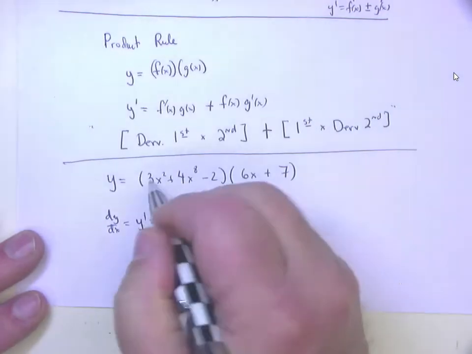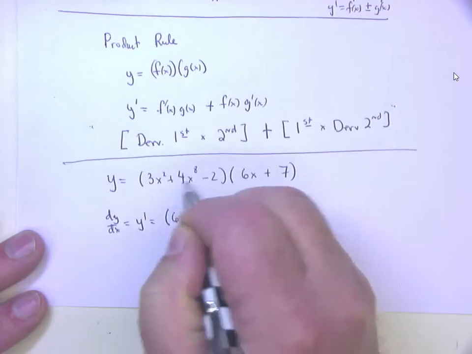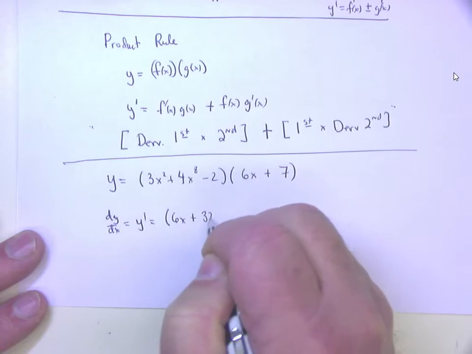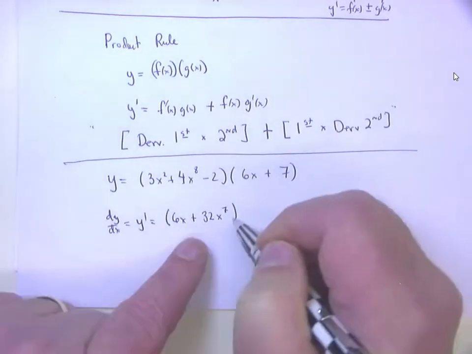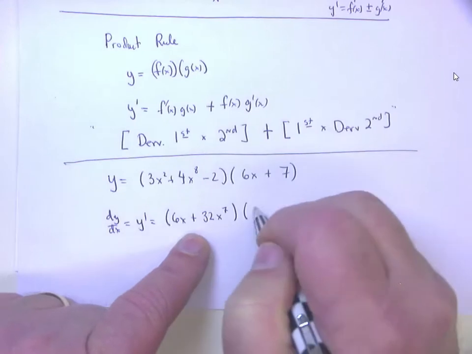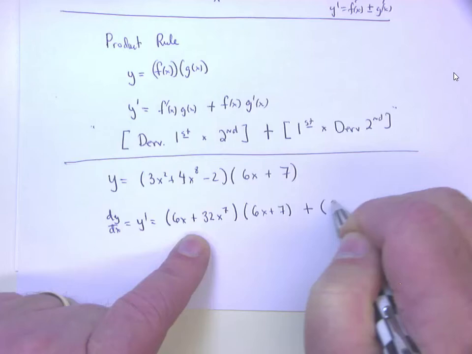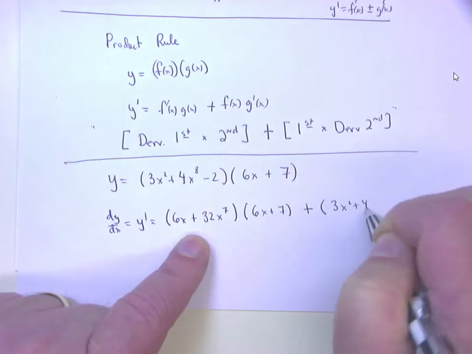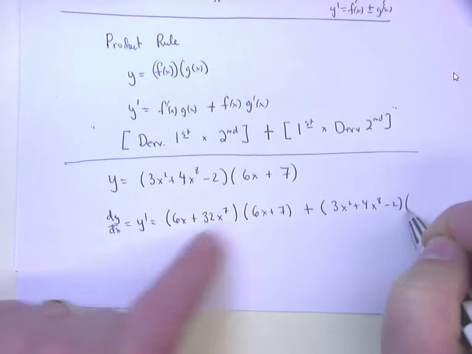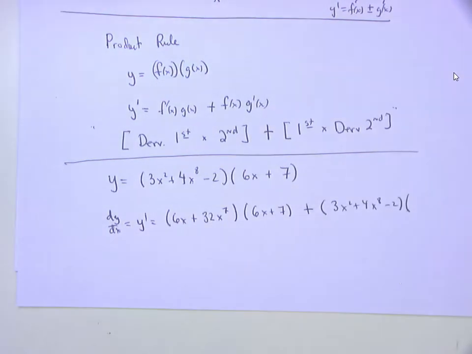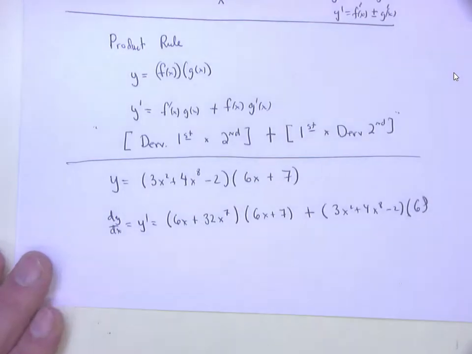Derivative of the first. What's the derivative of 3x squared? 6x plus what's the derivative of 4x to the 8th? Very good. 32x to the 7th. Derivative of minus 2 is 0. That's the derivative of the first guy. Times the second. Just recopy. 6x plus 7. Plus the first guy. Recopy it. 3x squared plus 4x to the 8th minus 2, times the derivative of the second. What's the derivative of 6x plus 7? 6. And here's the beauty of it in this section.